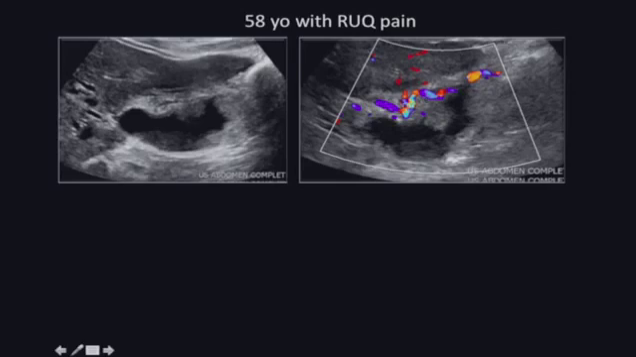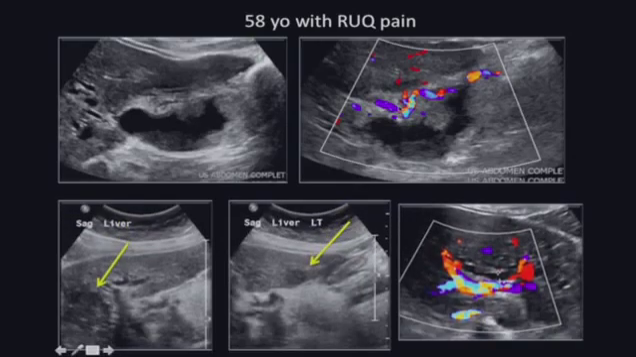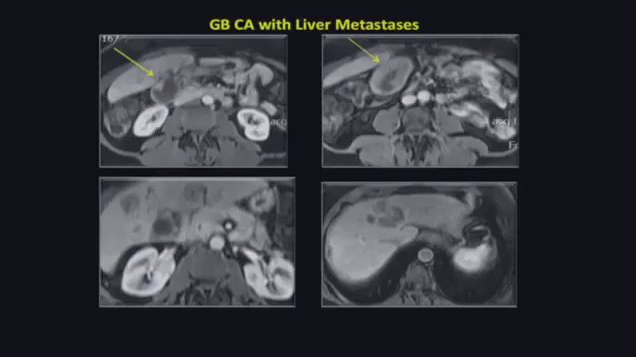Color flow Doppler sonography shows vascularity of this irregular focal thickening. Looking for evidence of metastasis shows multiple hepatic lesions, biliary obstruction. Again, the combination of findings should lead us to the appropriate diagnosis of gallbladder cancer.